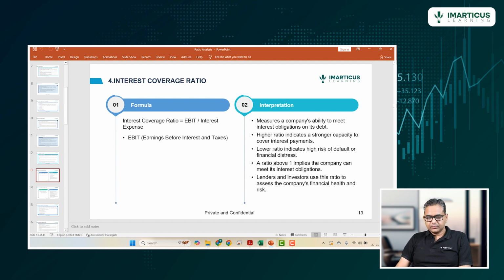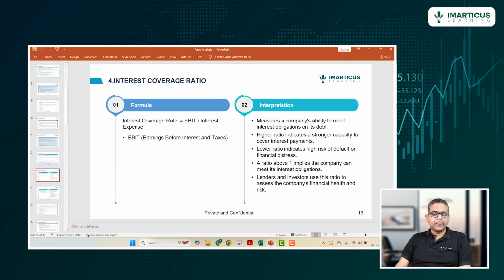Imagine EBIT is 100 and interest expense is 1000. So clearly the company cannot just rely on EBIT, those profits, to pay down its interest expense. They need to generate funds from somewhere else, or they need to use their cash balance to pay down the interest expense. So that is not a good sign. So ideally the EBIT should be much higher than the interest expense the company has to bear, and then we can say a higher interest coverage ratio will be there, and that means stronger capacity to cover interest payments. A ratio above 1 implies that the company can meet its interest obligations.